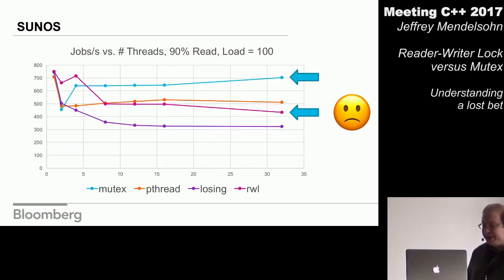Moving to just 90% read, the Mutex outperforms everything, and this is not what we want. This is not what we expected. This is the case, though. I don't know what the conclusion should be here. Should we all boycott Sun? Should we ask Sun to figure out what's going on? Maybe I'm just running on old hardware and old compilers because that's what we have. I don't know.